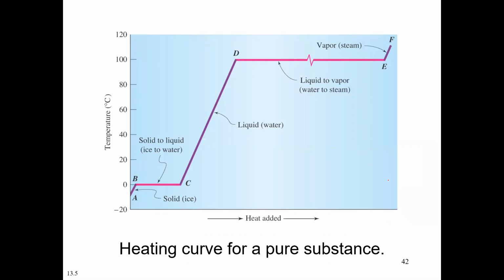So for a pure substance like water, for example, this is a heating curve. You'd have solid down here. This is the solid to liquid, and notice it's stable. Here is all liquid water, which requires heat to get up to that point, then liquid to vapor, and notice it's at 100 degrees Celsius.